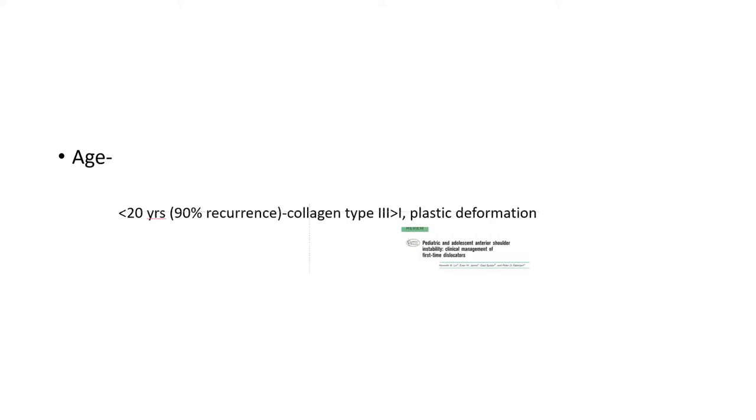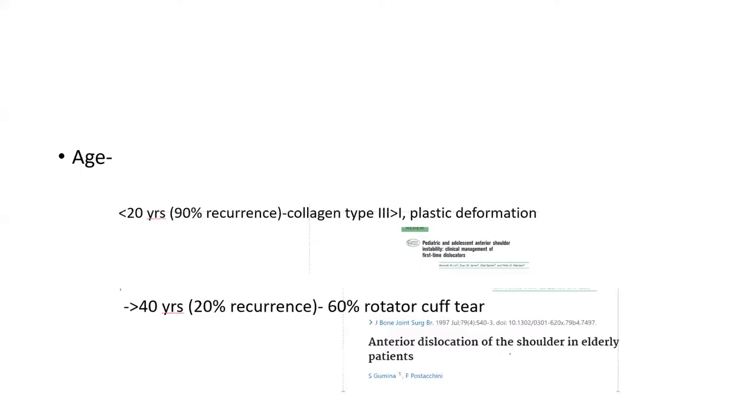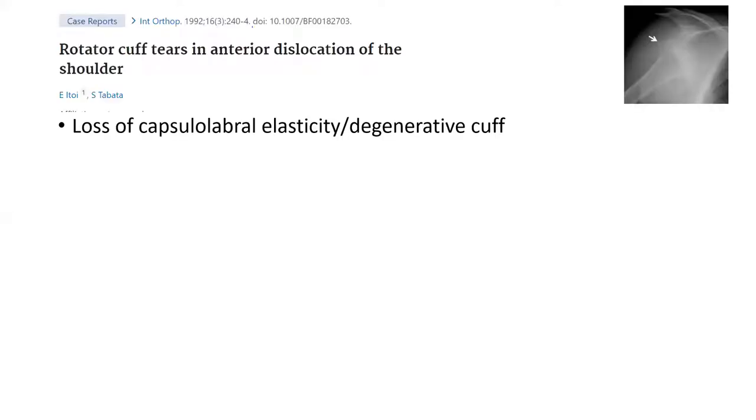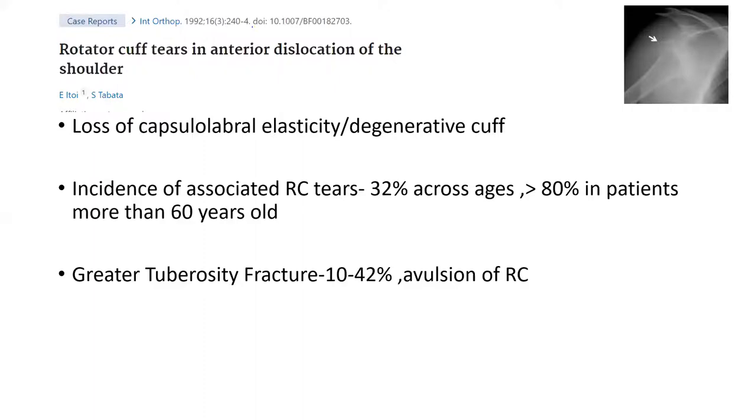Age plays a significant factor in recurrence after shoulder dislocation. If the shoulder dislocation is in an age group below 20 years, the risk of recurrence may be as high as 90%. The reason may be the difference in collagen tissue in development. And if the shoulder dislocation is over the age of 40 years, the recurrence is less, but the injury risk to the rotator cuff group of muscles is high. And this may be due to loss of capsular labral elasticity and degenerative cuff.